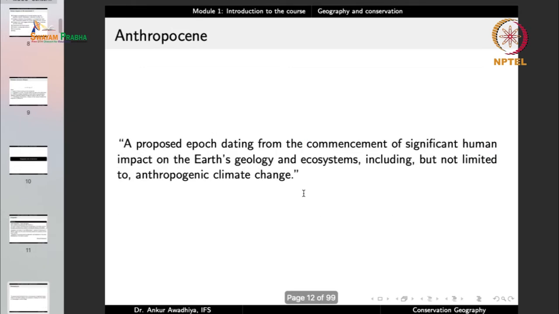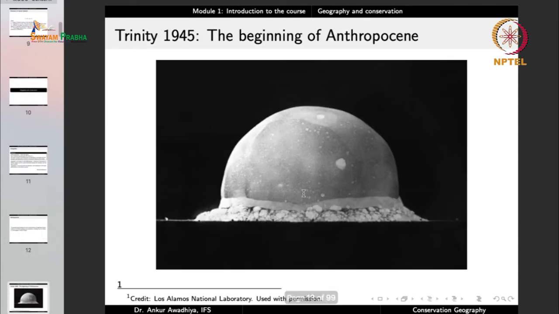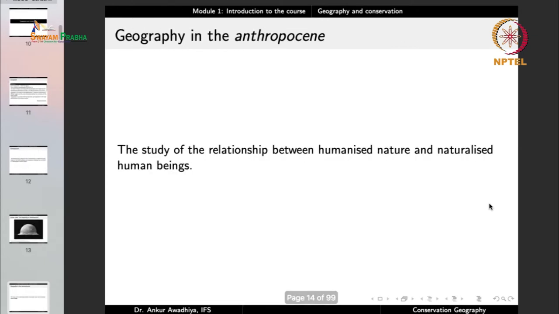Now, in this case, we saw that in the current geological time period, which is Anthropocene, geography has become different. So Anthropocene is a proposed epoch dating from the commencement of significant human impact on the Earth's geology and ecosystems, including but not limited to anthropogenic climate change. So we saw that from the beginning of the atomic era, from the explosion of the Trinity in 1945, we traditionally take this point as the beginning of Anthropocene.